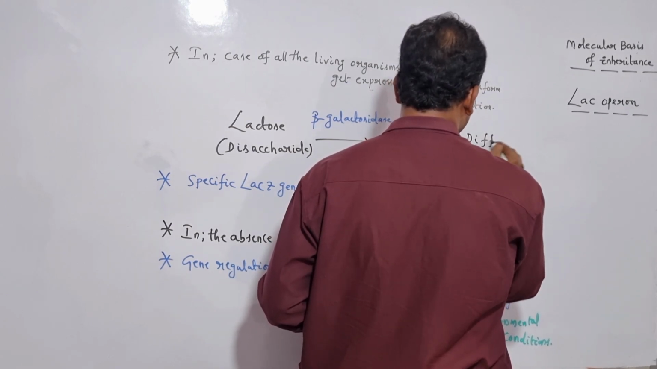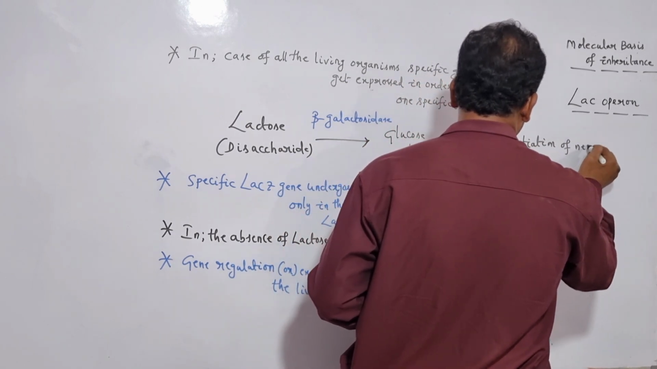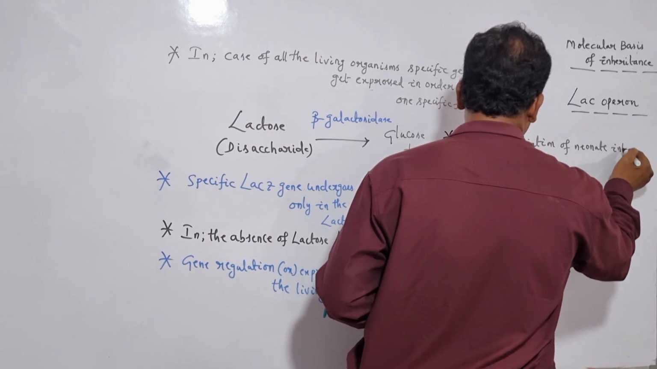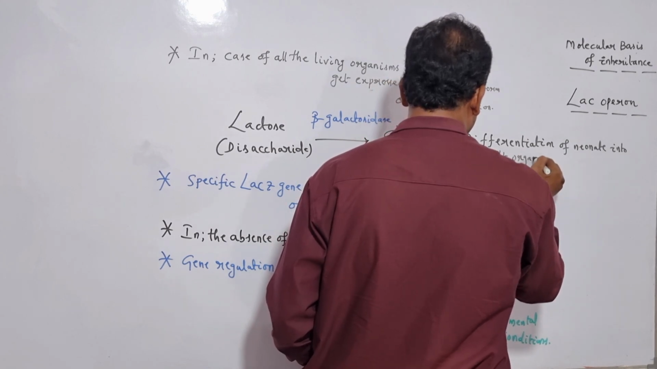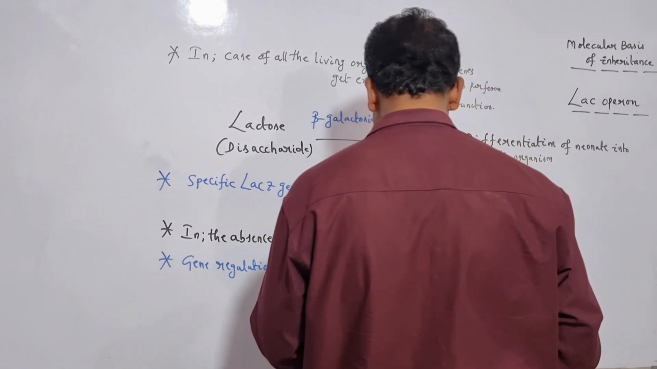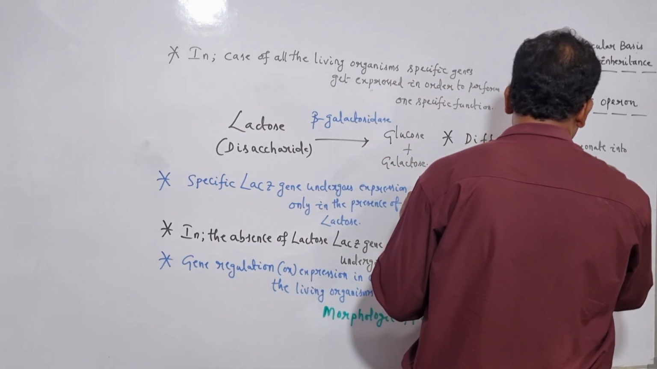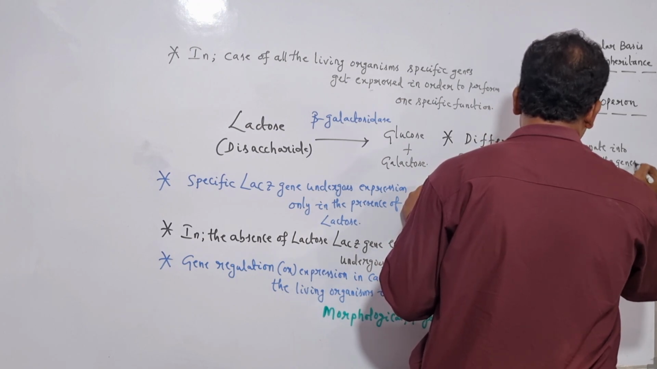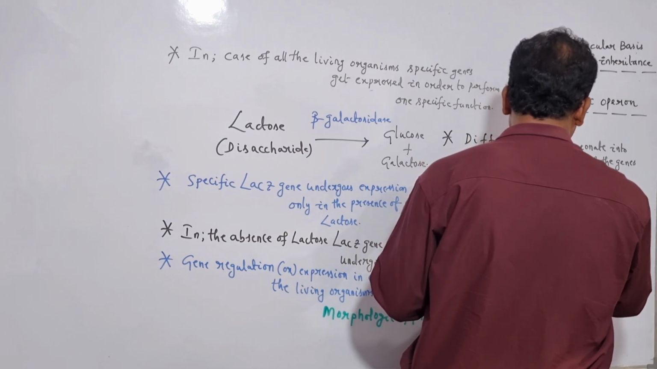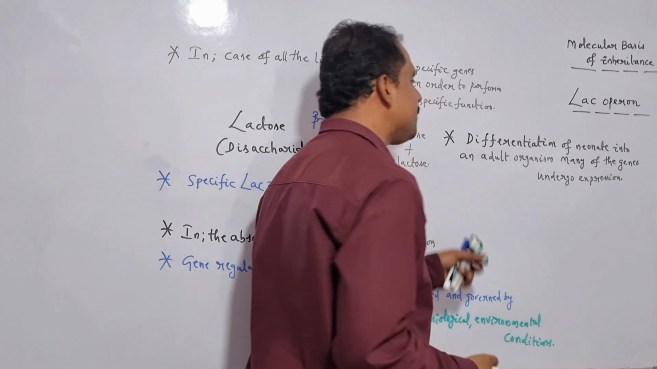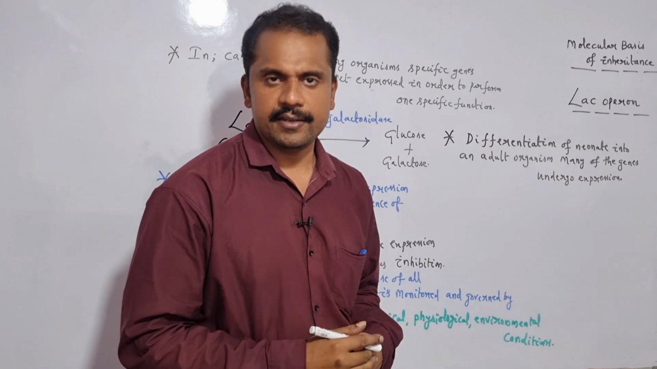For the differentiation of a neonate into an adult organism, many of the genes undergo expression. And then after, we will be studying how the gene regulation is monitored and what the various components of the operon are in detail. Is it clear?